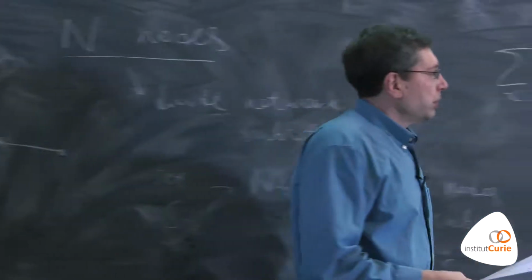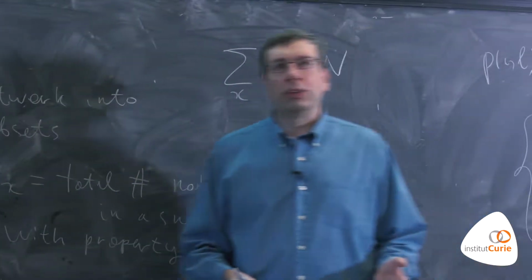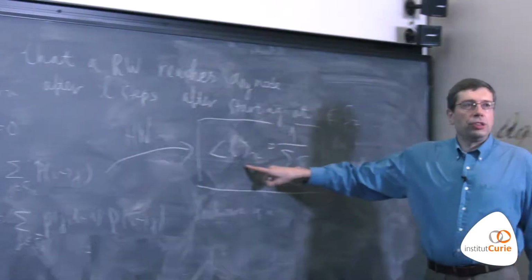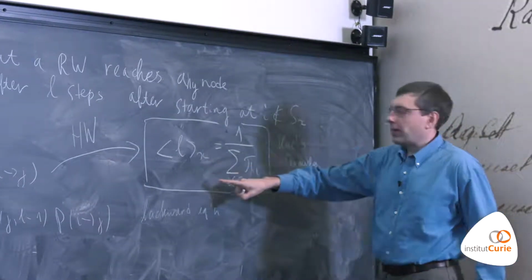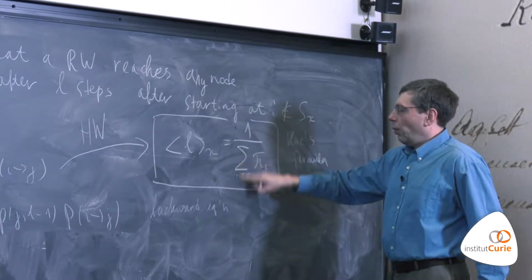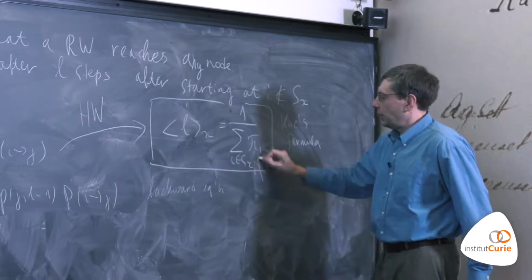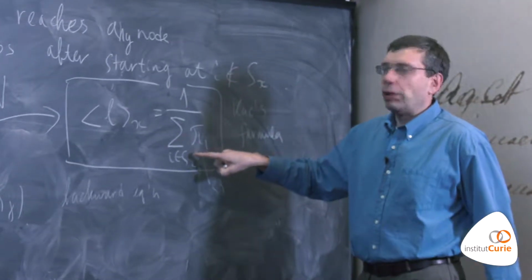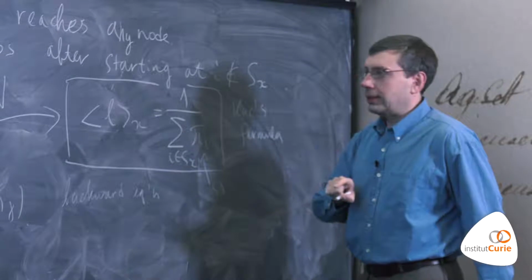So in your simulation, you record it a bunch of times, and then you average over it, and this formula tells you that this average that you get just by running random walks is 1 over the steady state probability for occupancy of nodes in the set X.